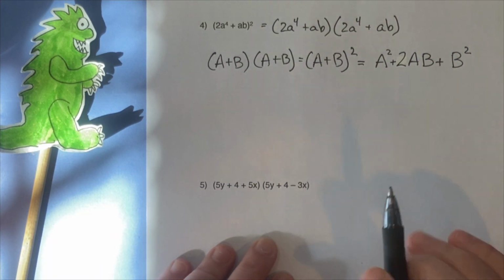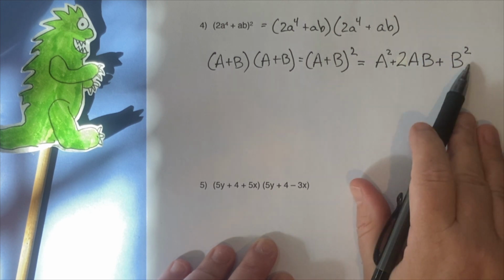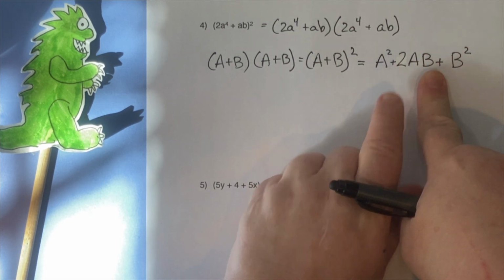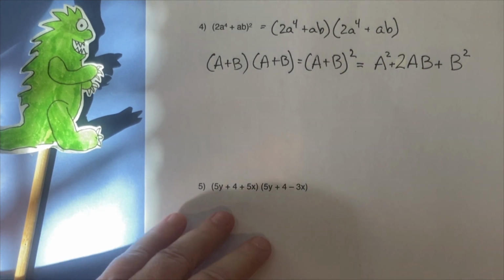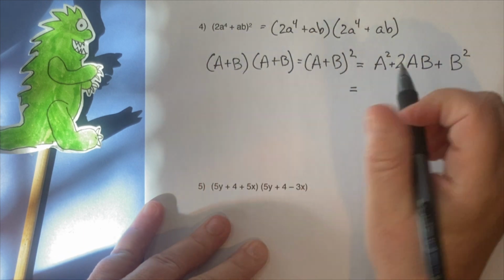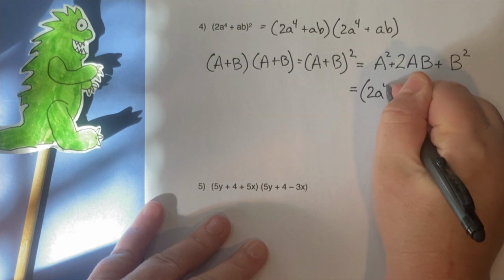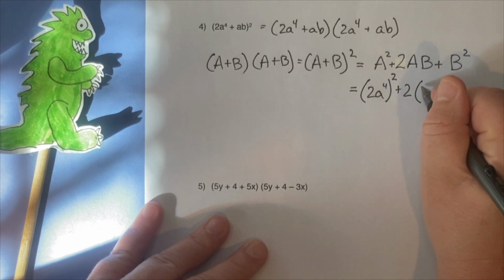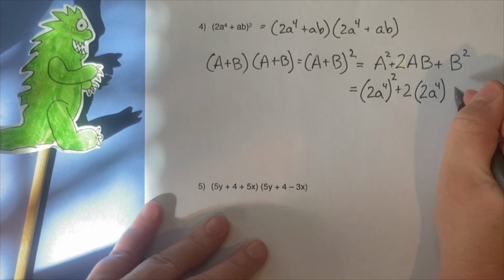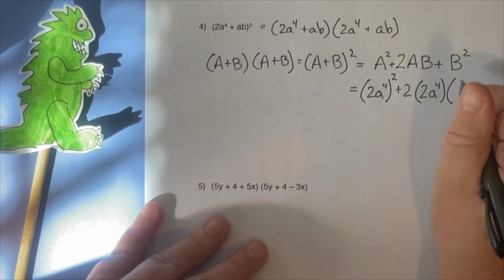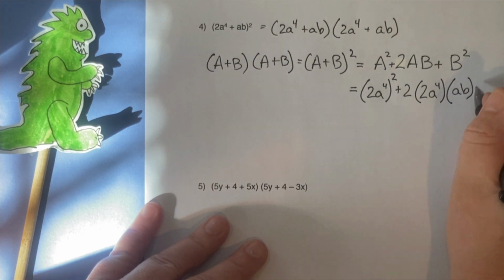Double the middle goodness. So first one squared, last one squared, and then each one comes into the middle and gets doubled. So 2 times a times b. What's the first one? It's 2a to the fourth plus 2, squared. 2 times 2a to the fourth. What's b? The second term is ab plus ab, the quantity squared.